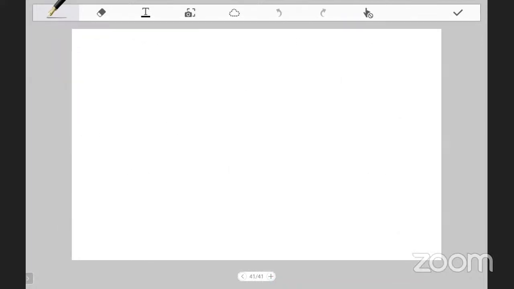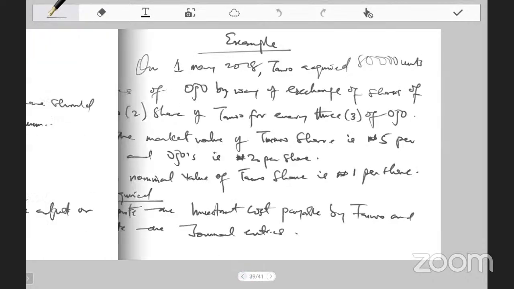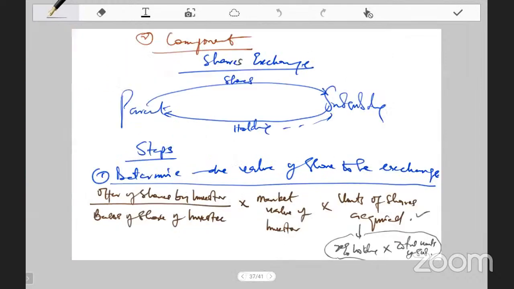Will it come out in the exam? Yes. Solution. What's the first thing the examiner asks us to do? Computation of the investment cost. Now, a lot of you will wonder what I have written. It's actually the way we are going to get that. Go back to our formula. In order for us to get that amount: offer of shares by investor divided by basis of share of investee, times market value of investor, times units of shares acquired.